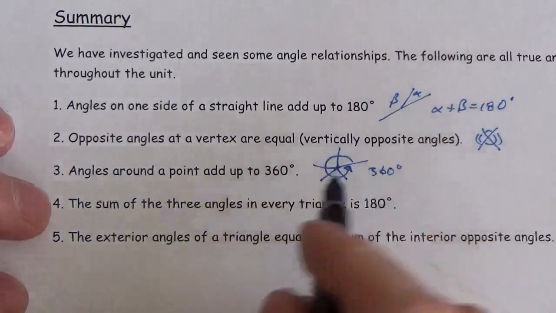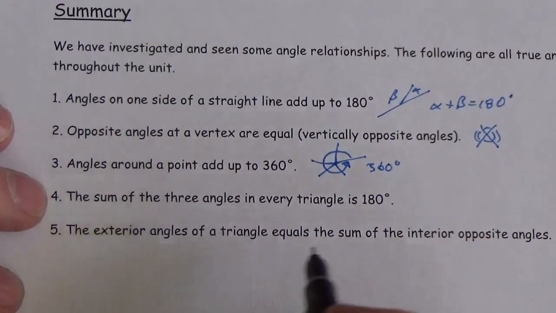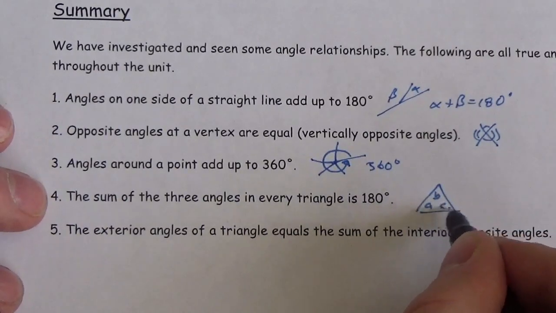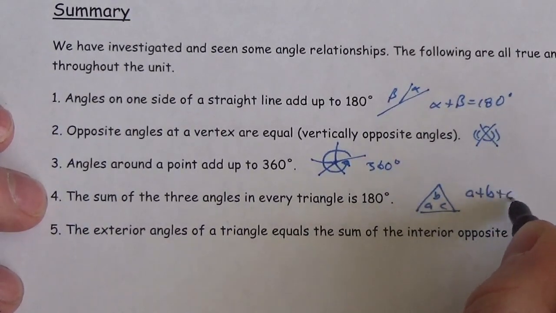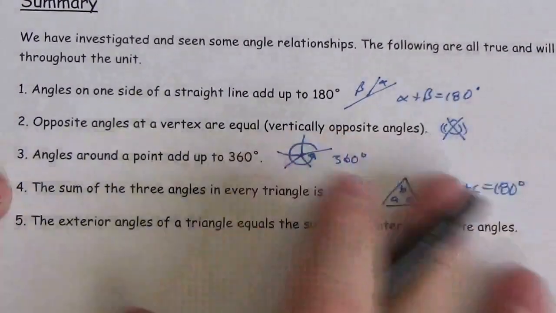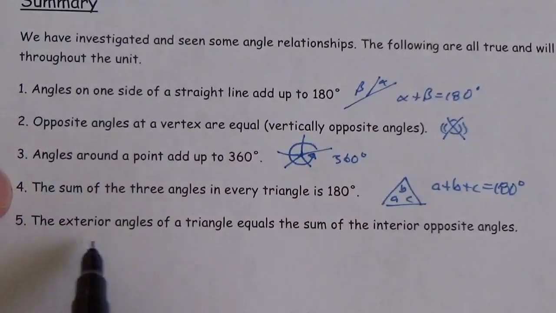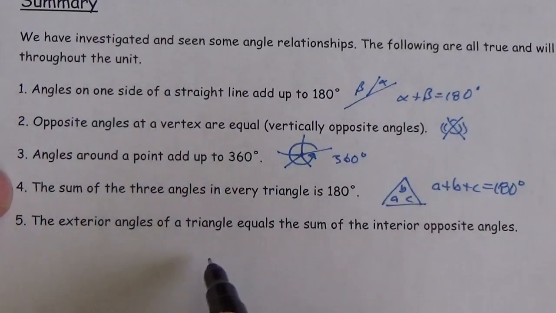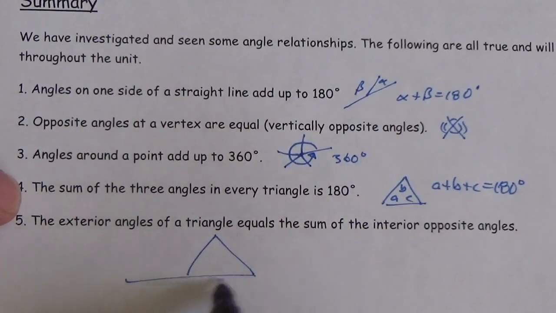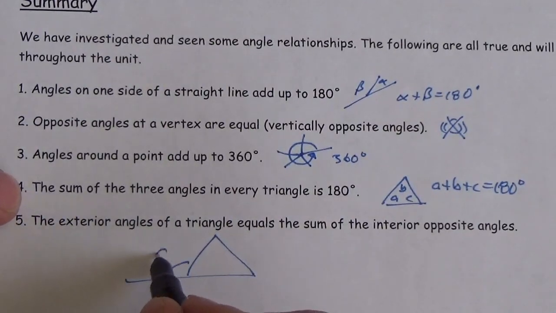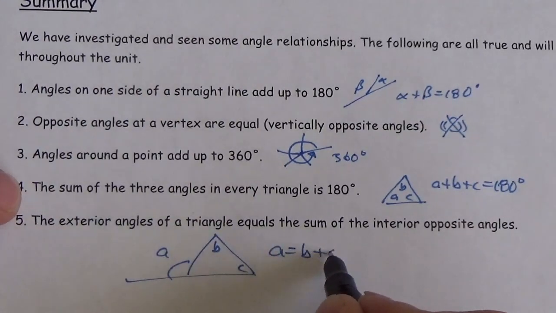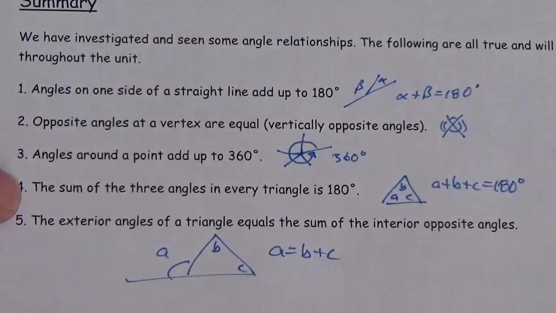The sum of the three angles in every triangle, A, B, C: A plus B plus C is going to equal 180 degrees. That's going to be true of every triangle that lies on a flat plane. And the exterior angle of a triangle is always going to be equal to the sum of the two opposite interior angles. So I've got my triangle here. I know that this angle right here, A, if I call the others B and C, A is going to equal B plus C. Okay, and those are our rules.